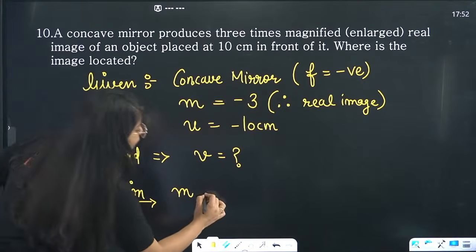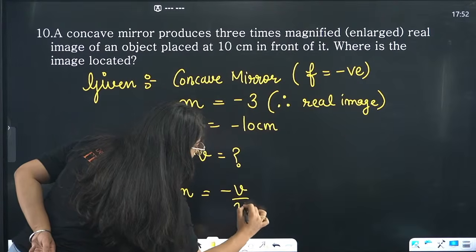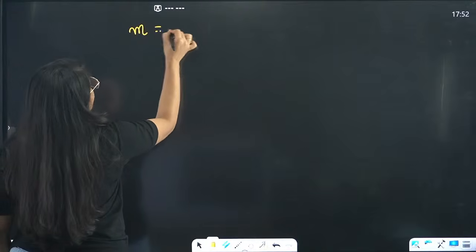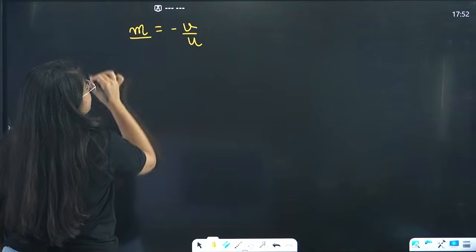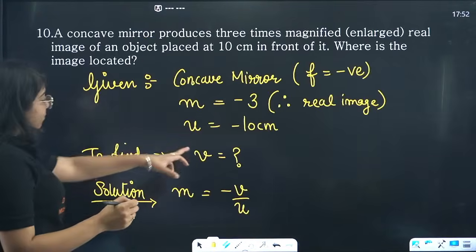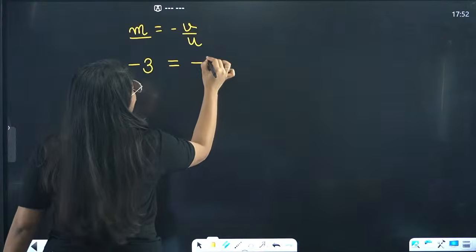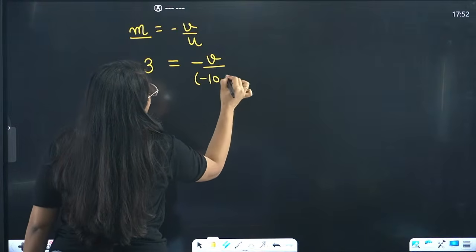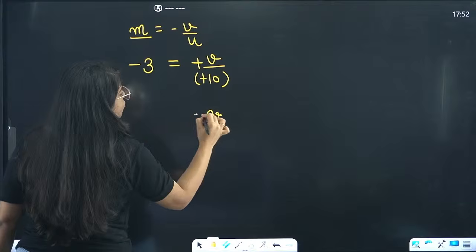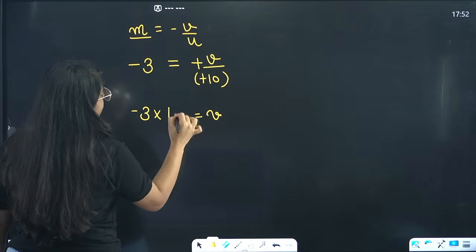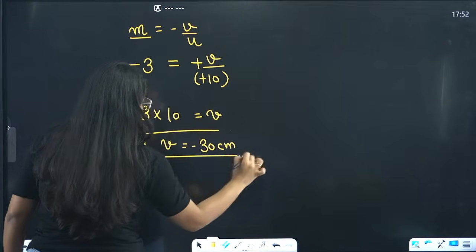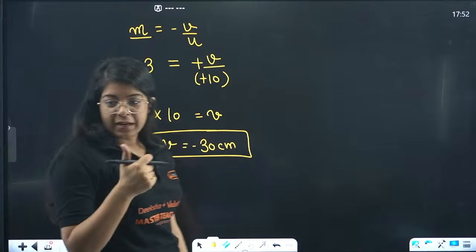Okay. Now magnification for a mirror is what? -V by U, right? Now magnification is given as -3. Remember, it is -V by U. This minus sign is important. And we have to find V, and U is given as -10. So -V divided by -10. Understood? Now this minus cancels. This multiplies here. So V equals -3 into 10. So V comes out to be -30 centimeter. Done.